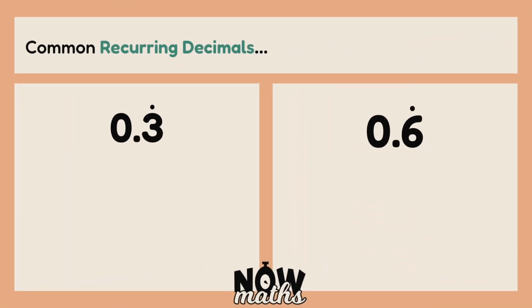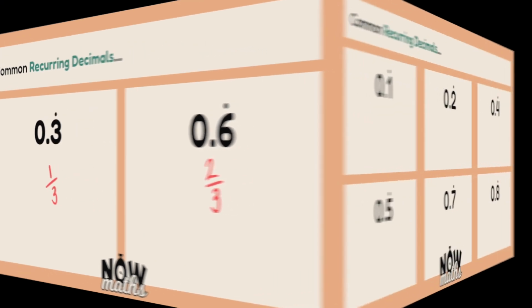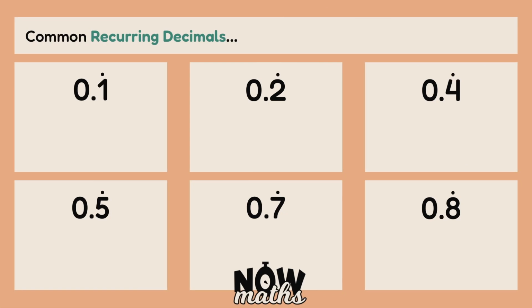There are some common recurring decimals that you might already be able to write as fractions. For example, 0.3 recurring is 1/3, and 0.6 recurring is double this, so it's 2/3. Some slightly less common recurring decimals that you might already know are on screen now. If you aren't familiar with these decimals, hopefully you will be by the end of this video.